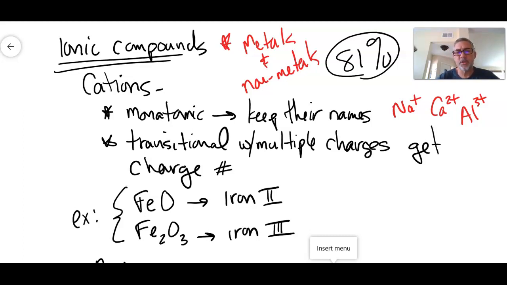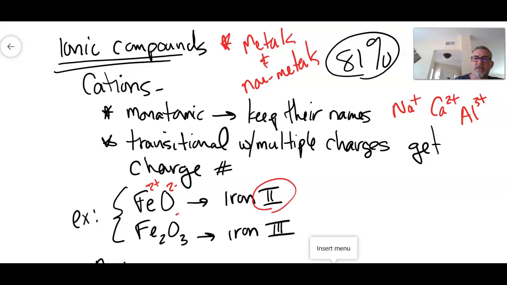Transition metals with multiple charges get a charge number. So if Fe is with O, so iron's with O, the way you remember you do this is because in iron oxide, our oxygen has a 2 negative charge. That means that iron would have to have a 2 positive charge. That's why it's iron 2. So for this, oxygen still has a 2 negative charge. So now I have 6 negative charges, right? So this would have to have a 3 positive charge to equal out charges. That's why it's iron 3.